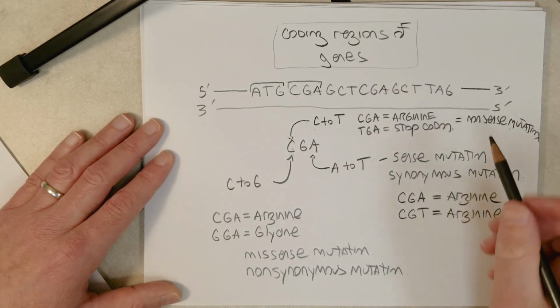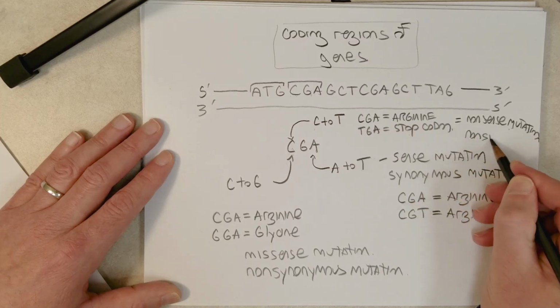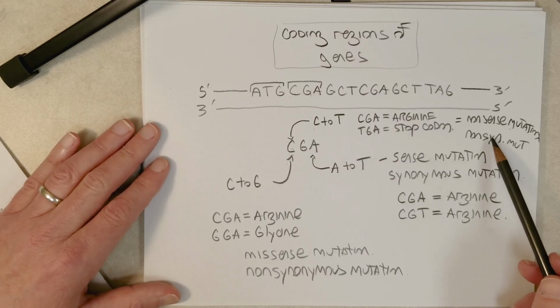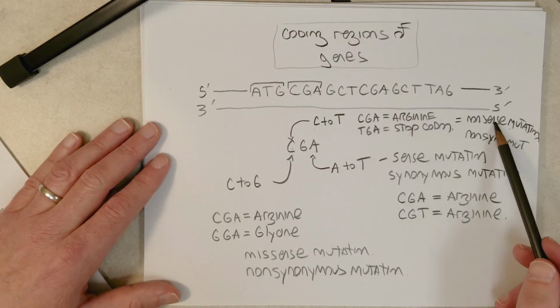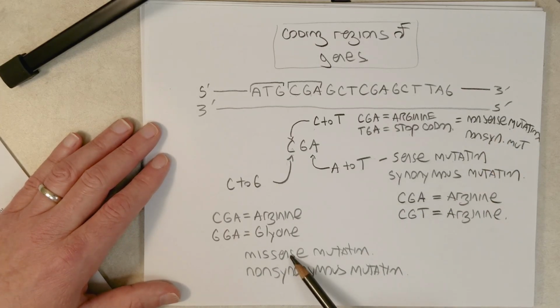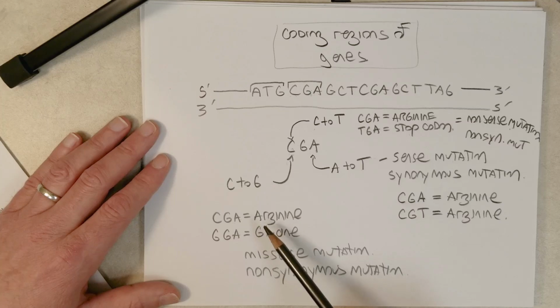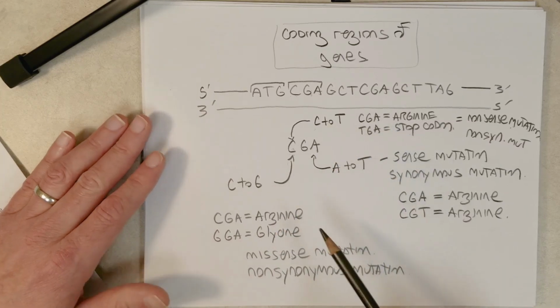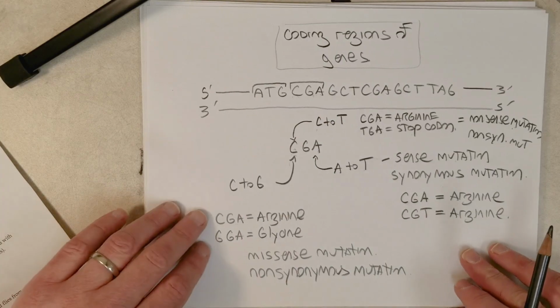And the nonsense mutation is also a type of non-synonymous mutation. So two types of non-synonymous mutations, right? A nonsense mutation and a missense mutation. Missense is when one codon goes from coding for one amino acid to another. Nonsense is when a codon goes from coding for an amino acid to a stop codon. Now, I like those terms. I think they're kind of fun.